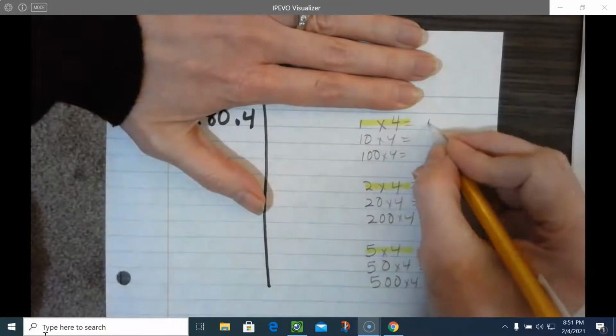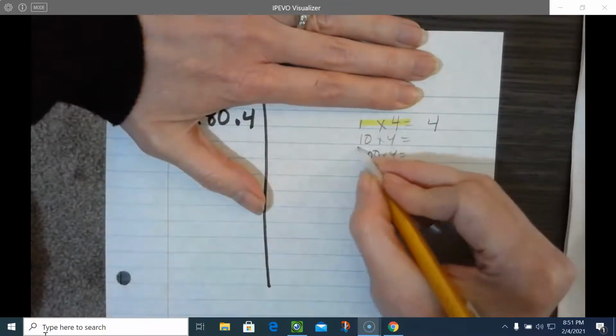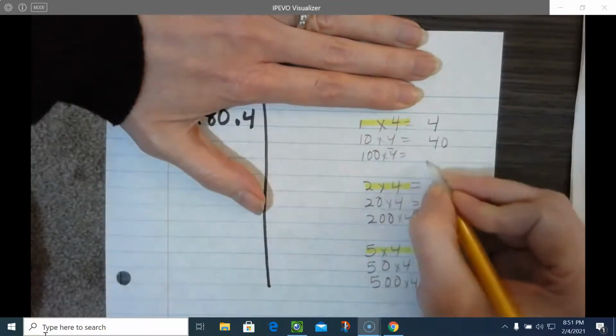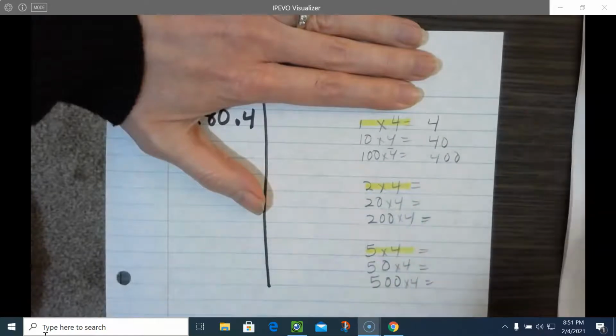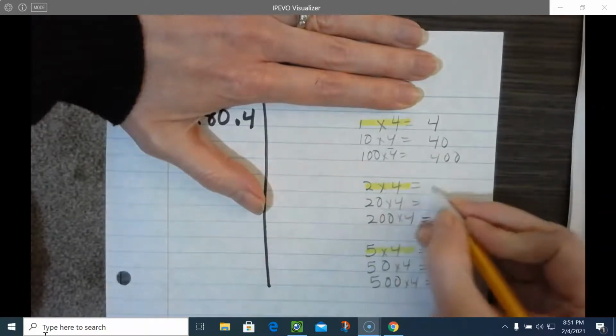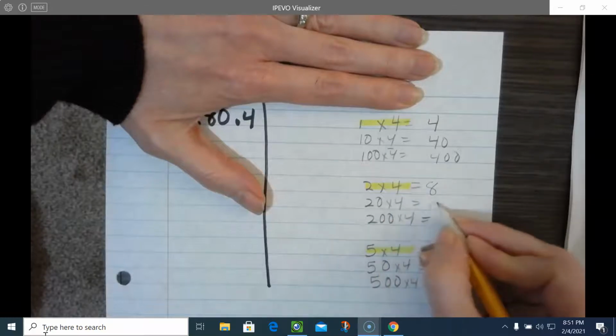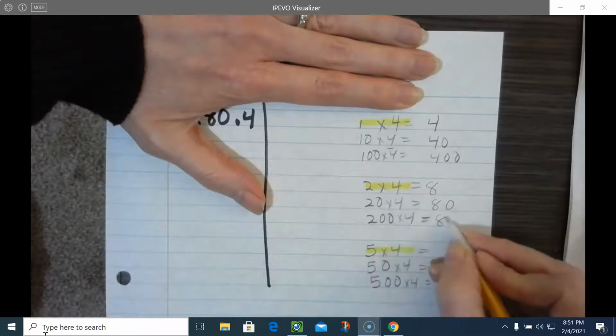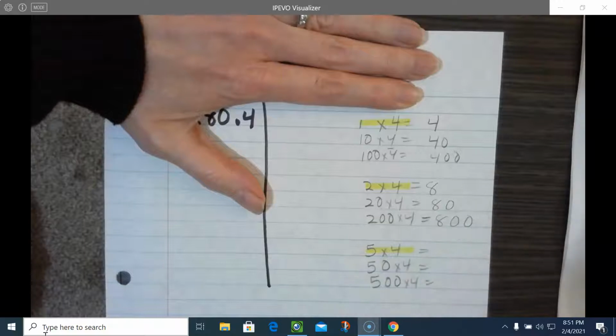So 4 times 1, that would be 4. If I have this, then that would be 40, and this would be 400. 4 times 2, or 2 times 4, that's 8. And then my next answer would be 80, and then I would have 800.